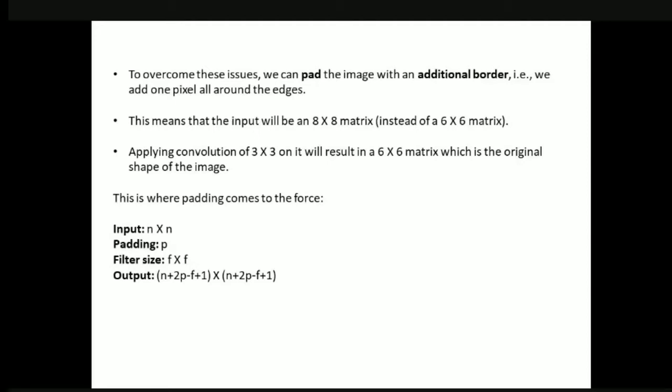It means applying a convolution of a 3 by 3 filter on a 6 by 6 image. On a 6 by 6 image, when we apply padding, it will become an 8 by 8 matrix, right? So when we apply convolution on this 8 by 8 matrix with a 3 by 3 filter, we will now get a 6 by 6 matrix. So now we got the same dimension as the input image.